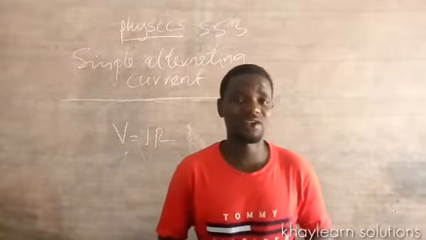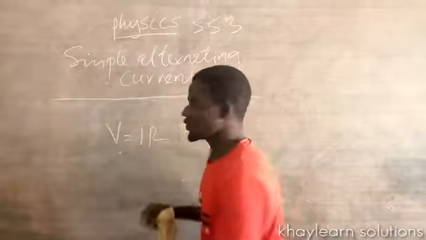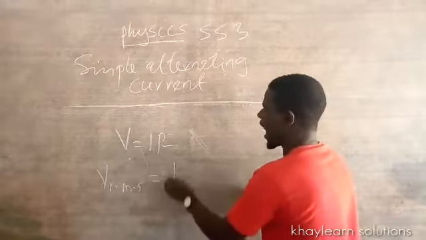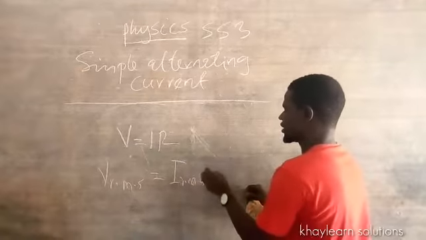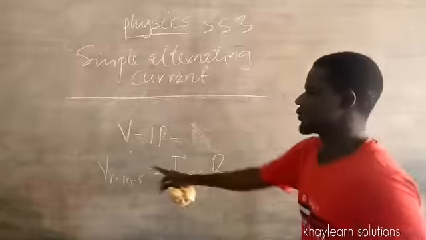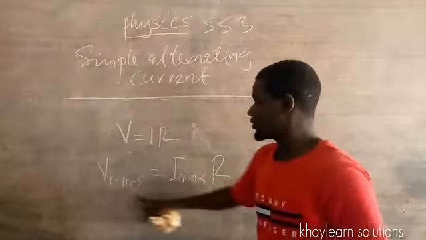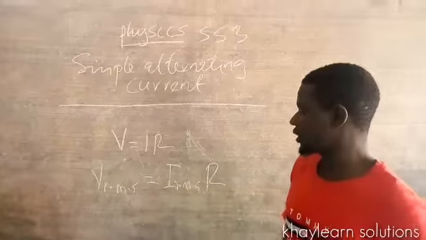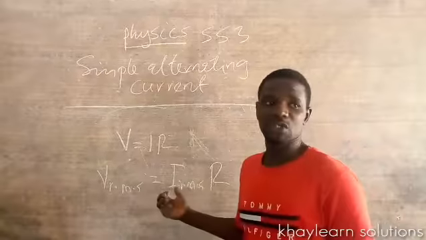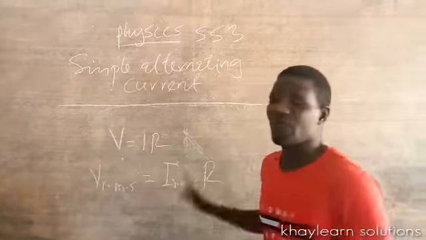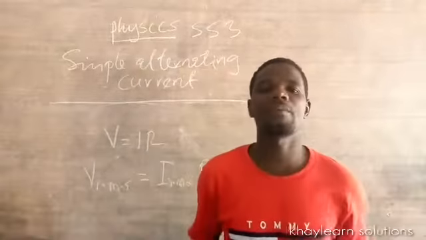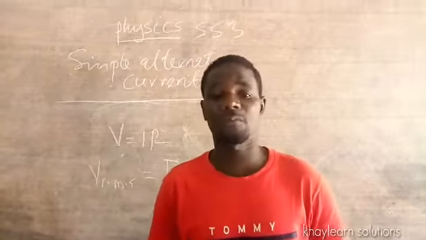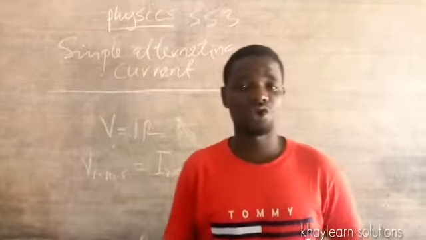Related to simple alternating current, you can use this to find the root mean square values. The root mean square value of the potential difference will be equal to I root mean square times R. So V root mean square equals I root mean square times R. Simple as ABCD. So anyone here can be calculated. Sometimes when R is given and I root mean square is also given, you can use this formula to find your V root mean square. When I say I root mean square, I mean the root mean square value of the current. V root mean square means the root mean square value of the potential difference. Or if the resistor is given, this formula can also be used.